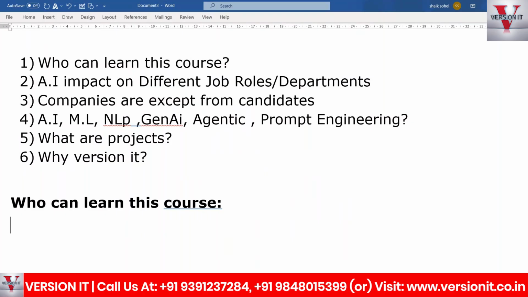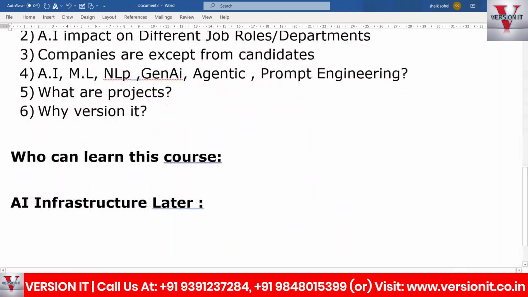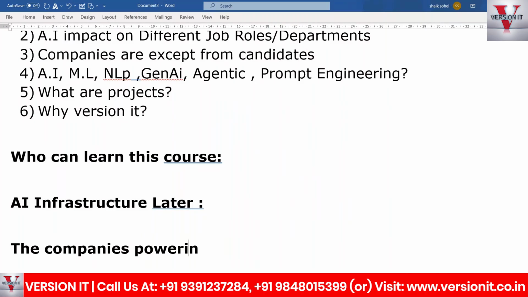Okay, now coming to what is happening around us, we'll discuss the AI infrastructure logic once. We'll discuss what the AI structure layers are, and the companies who are powering artificial intelligence. Now I will explain a few theoretical points about this, and what companies are nowadays powering artificial intelligence. Then we'll get some idea about this.